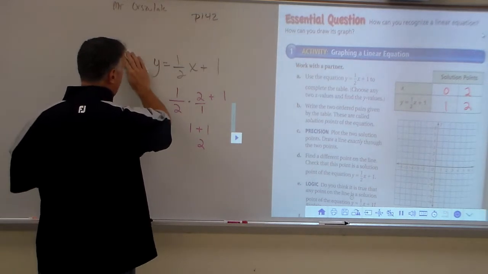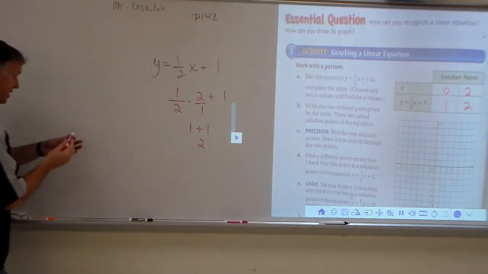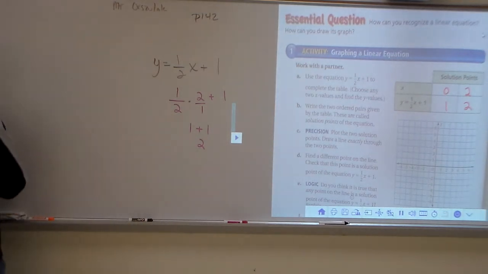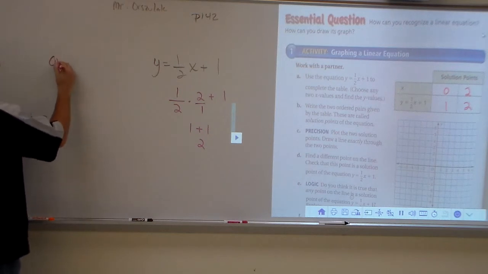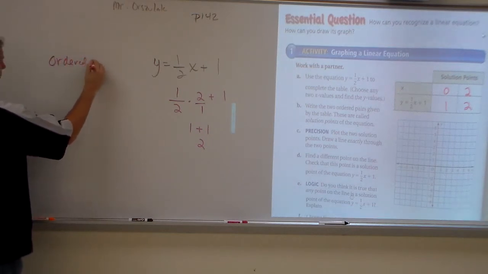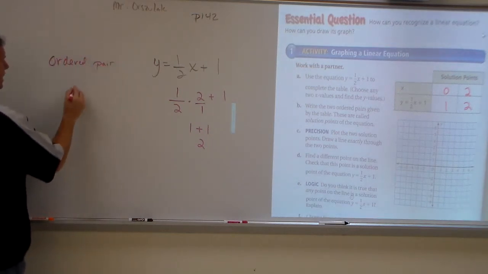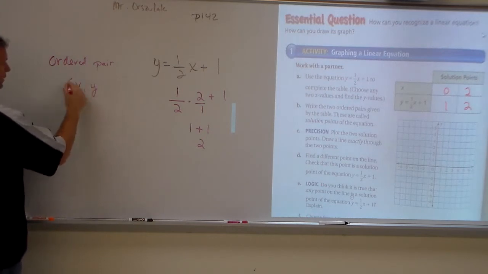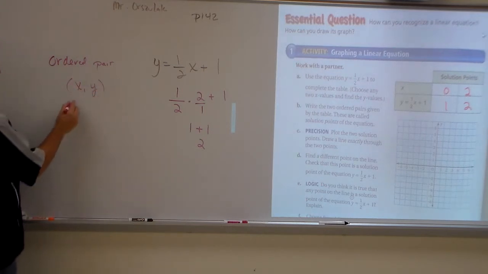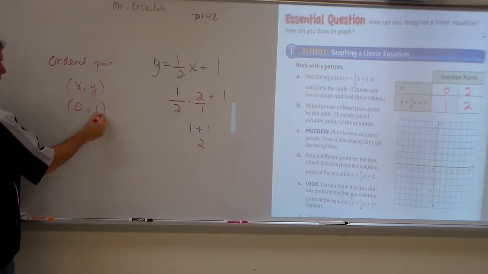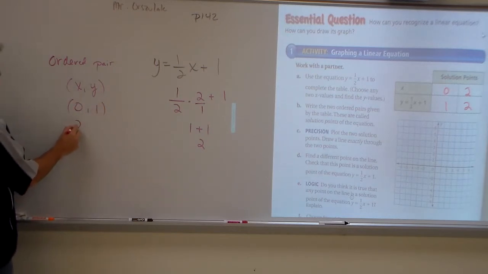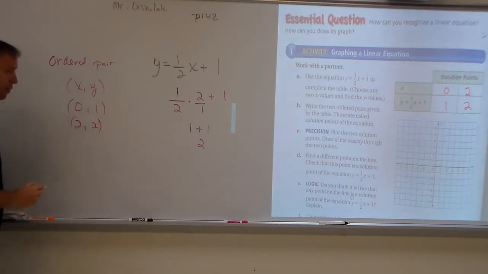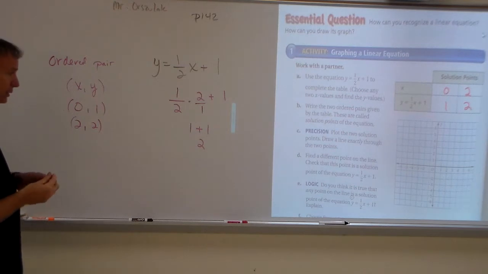When you have ordered pairs, I think I can write over here. I think you guys can still see this. When you have an ordered pair, you have an x and a y. And when I plugged in an x, I got a 1. And when I plugged in a 2, I got a 2. So they want me to graph those two.